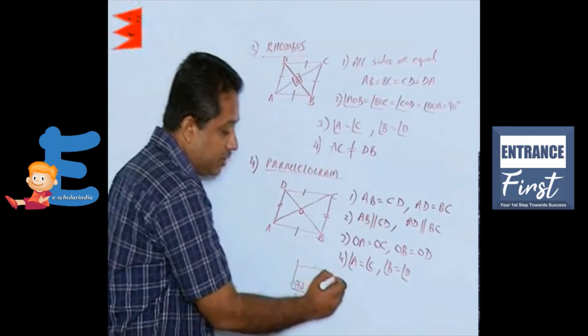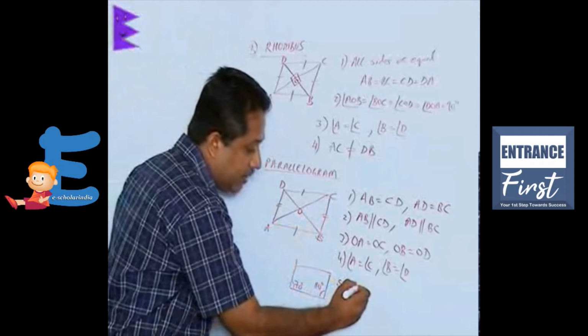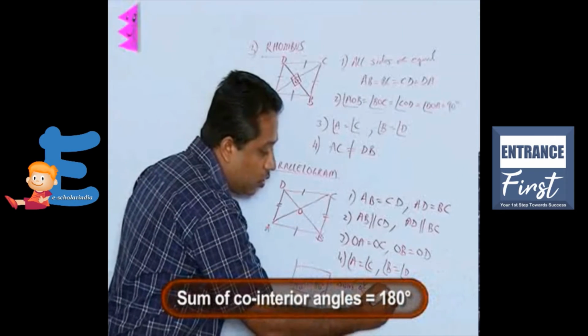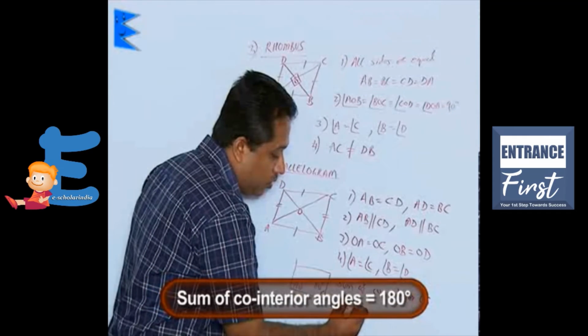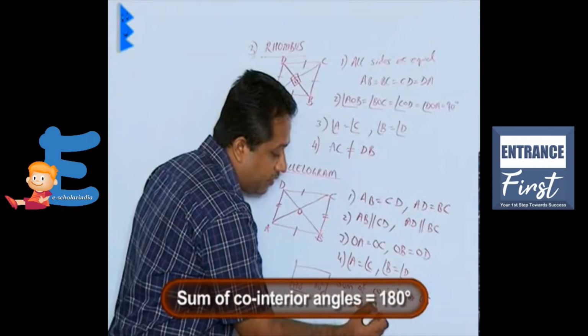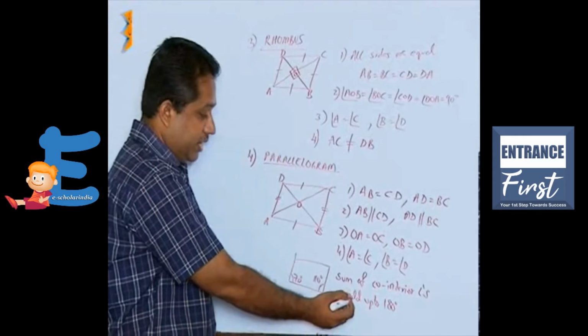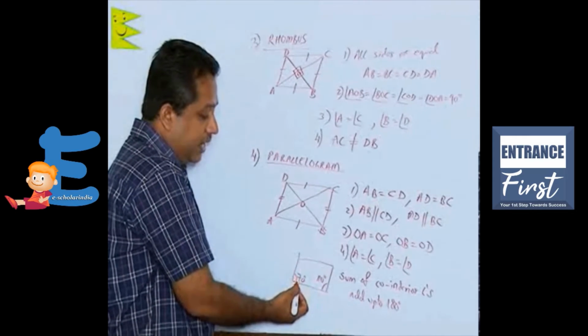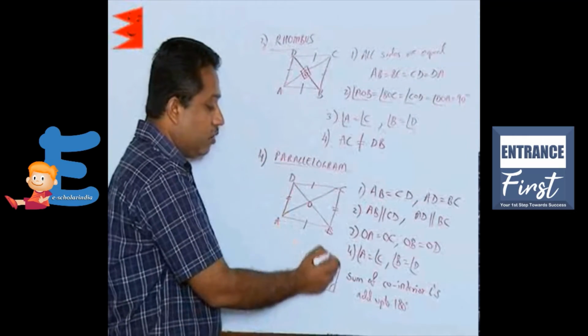So we can have this property for all the four cases that we have discussed, that sum of the co-interior angles add up to 180 degrees, or we can say they are supplementary. Supplementary means they are adding up to 180 degrees. So if one angle of a parallelogram or a rhombus is given, we can easily find out all the angles.